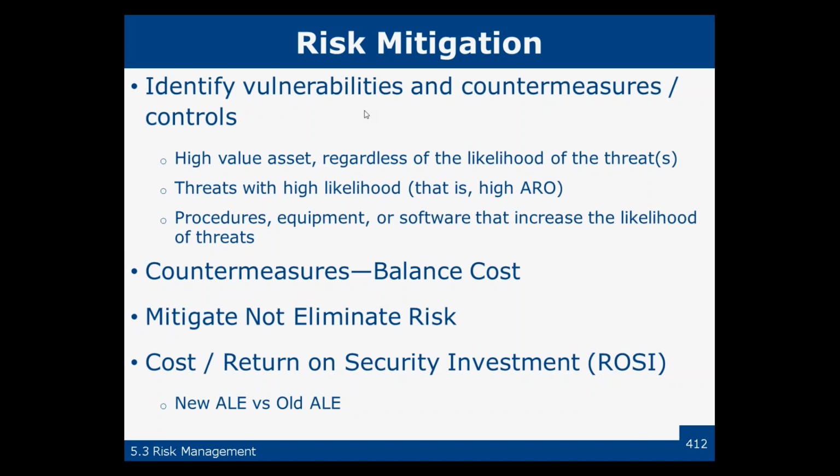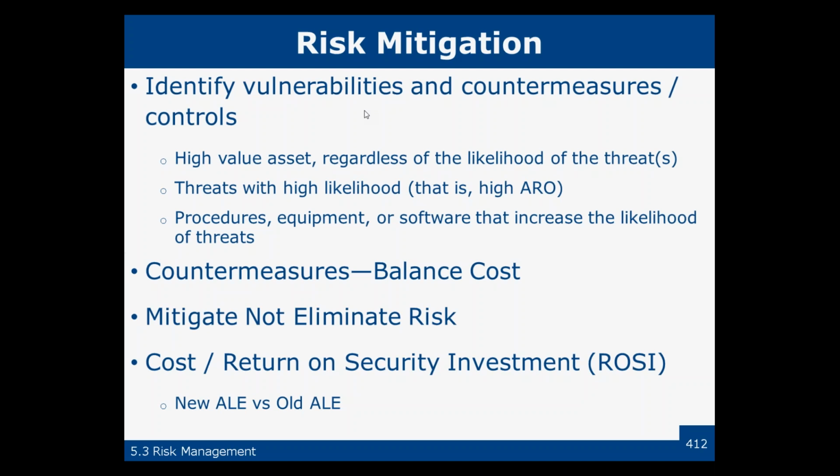The threats with a high likelihood, at a high annual rate of occurrence, are going to be identified, along with procedures, equipment, or software that increase the likelihood of threats. In the countermeasures, we have to balance the cost. And what that means is we're not going to pay more to mitigate the risk. And mitigate, we don't eliminate risk, we reduce, we mitigate, we make it less likely.